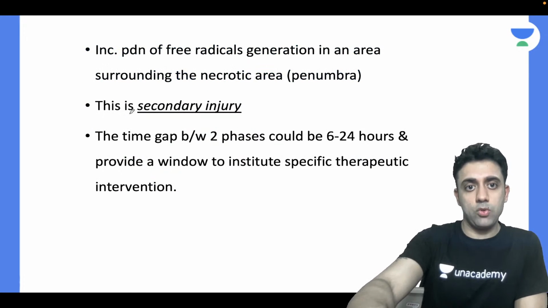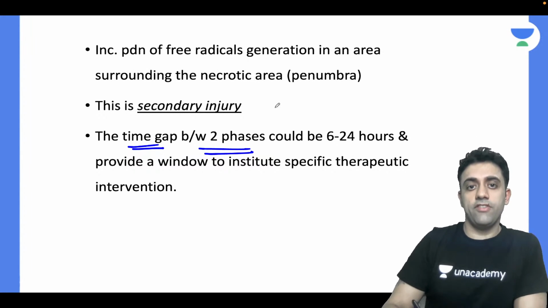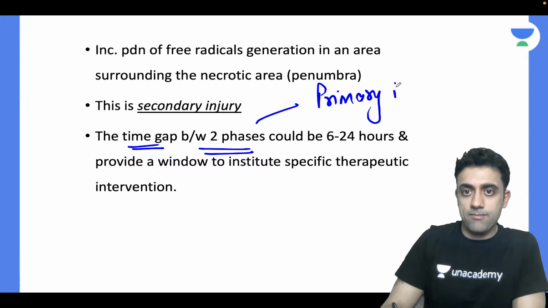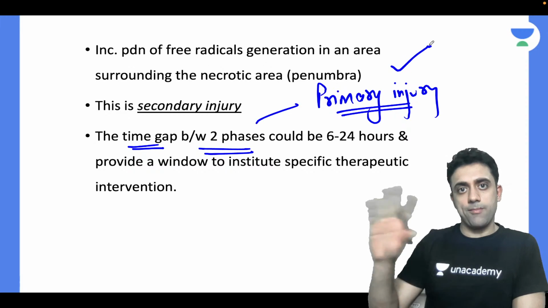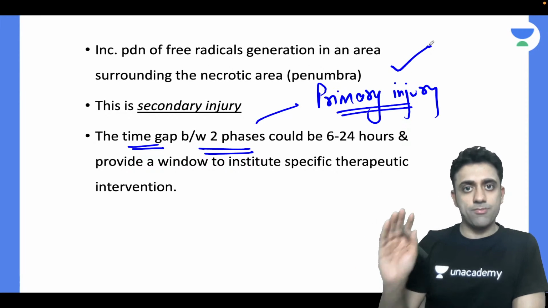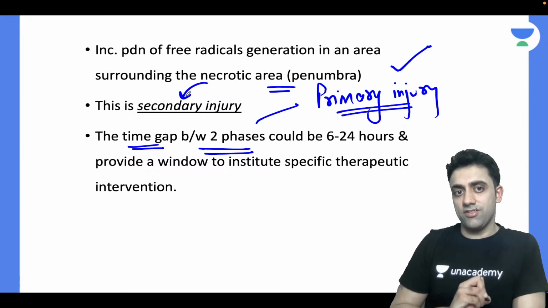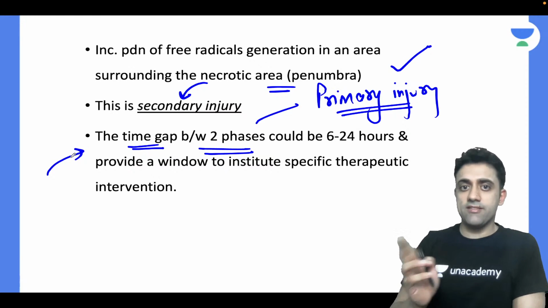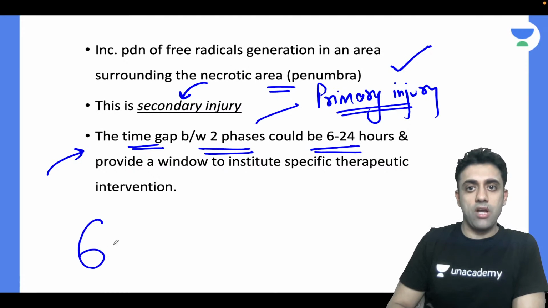Now, one thing you have to understand, the time gap between the two phases. Which phases? Now this is a very important point, okay? Primary injury and secondary injury, right? There was primary injury when hypoxia was there and ischemia happened and anaerobic metabolism took place. One injury happened, that is primary injury. And when penumbra is formed, that is secondary injury. So the time gap between primary injury and secondary injury could be 6 to 24 hours.